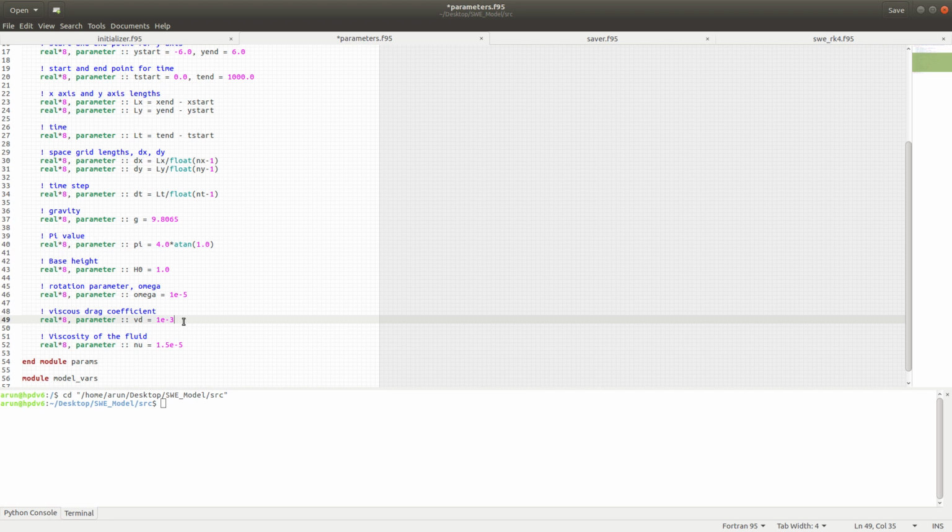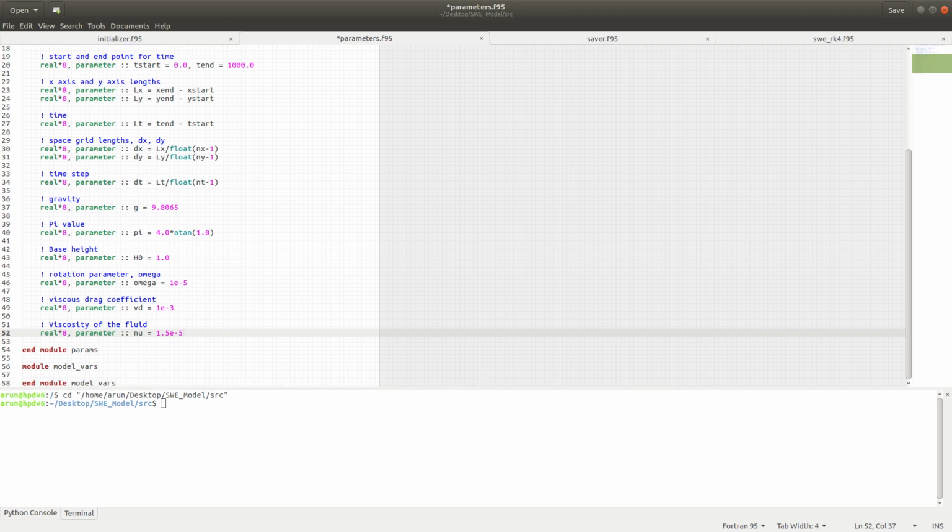And then the viscous drag coefficient b that is going to come in the equation, I'm going to keep it as 1 times e power minus 3. And the viscosity of the fluid, I'm going to keep it as 1.5 times e power minus 5. I'm just going to assume this to be air. Okay, so that's the reason. And then I'm going to use 2 more constants. This will come in handy in the future.